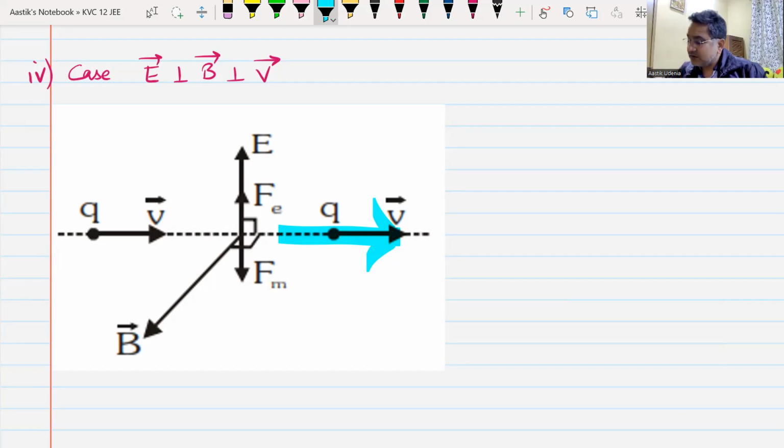Particle is moving like this. I have created an electric field in the upward direction. Because of this electric field, you will have an electric force in the upward direction because I have assumed that this charge is positive. Yes or no?